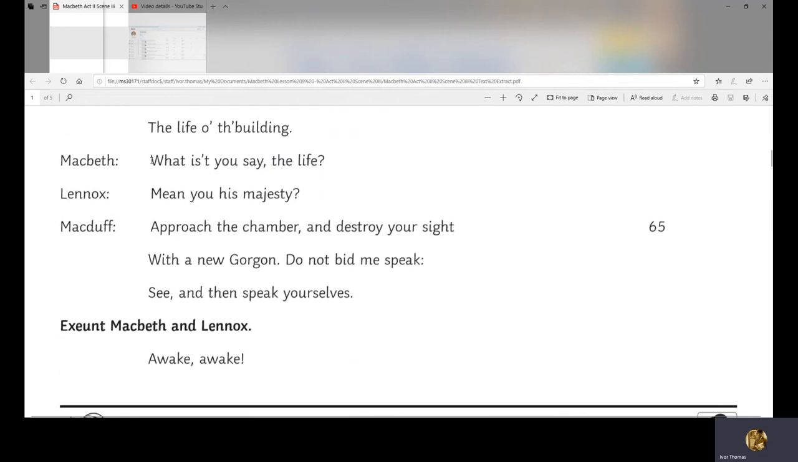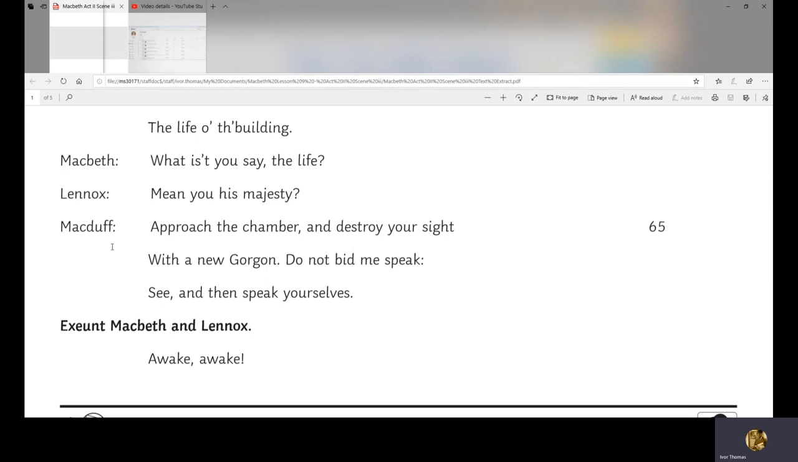Macbeth pretends to be innocent. What do you mean the life is out of the building? Macduff instructs Macbeth and Lennox to go to the king's chamber, approach it, and destroy your sight with a new gorgon. What do gorgons do to people if they look at them? They turn them to stone. So Macbeth is saying that he froze when he looked at Duncan dead.